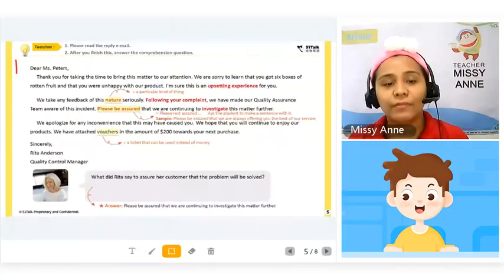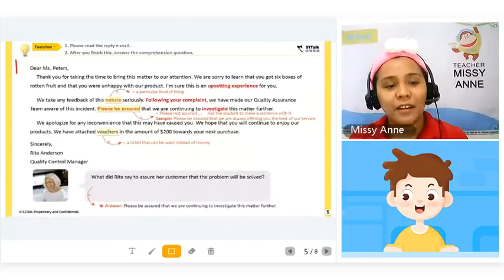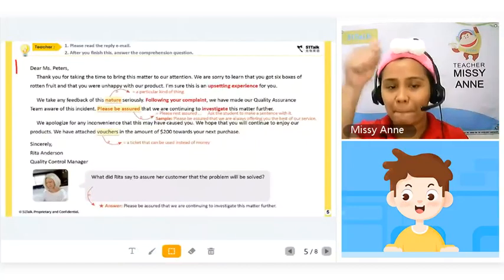We take any feedback of this nature seriously. Following your complaint, we have made our quality assurance team aware of this incident. Please be assured that we are continuing to investigate this matter further. We apologize for any inconvenience that this may have caused you. We hope that you will continue to enjoy our products. We have attached vouchers in the amount of $200 towards your next purchase. Sincerely, Rita Anderson, Quality Control Manager.